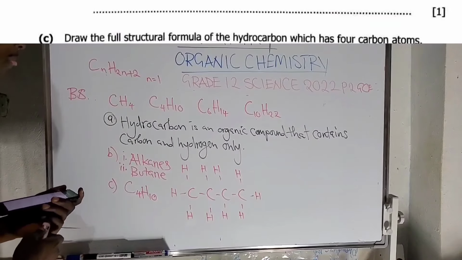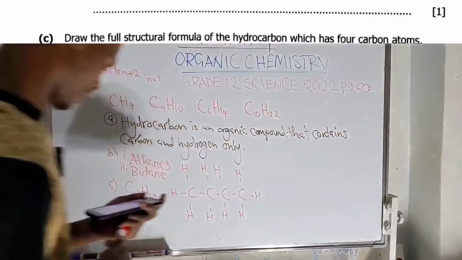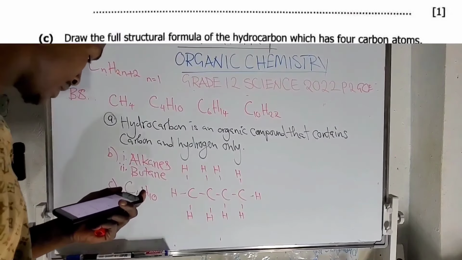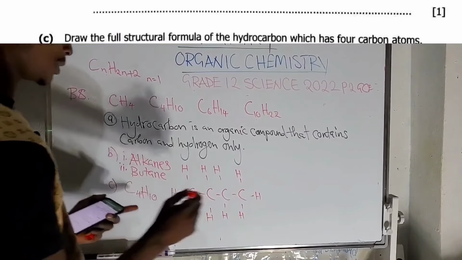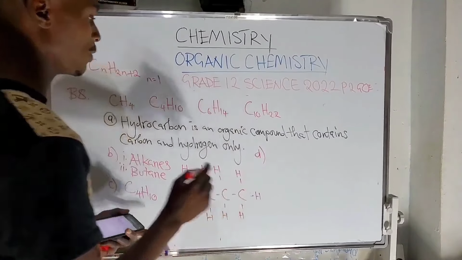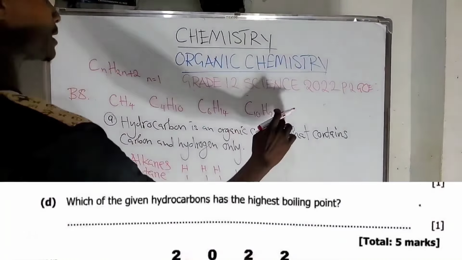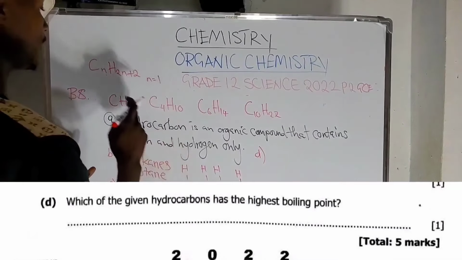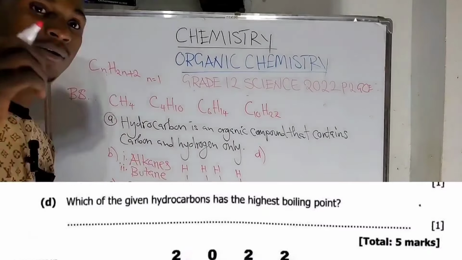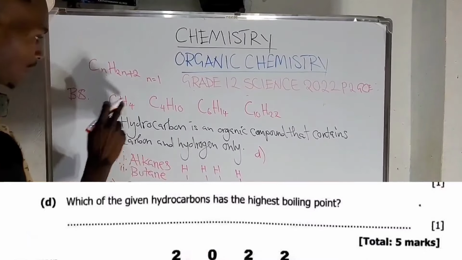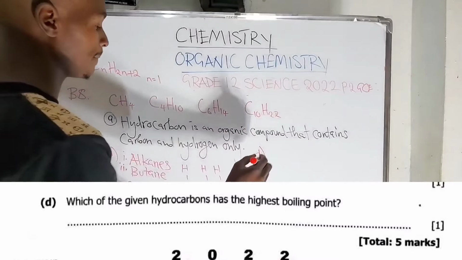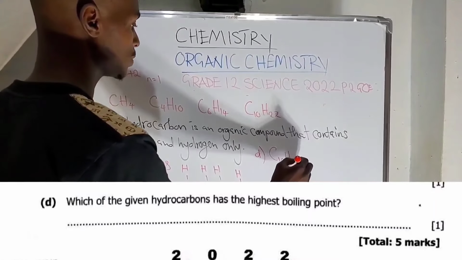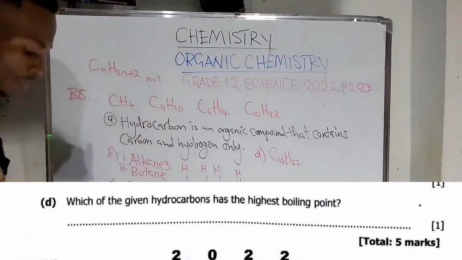There is another question which I think can fit here. Which of the given hydrocarbons has the highest boiling point? Which of these has the highest boiling point? The answer is the one with the highest number of carbon atoms. This one has 1, this one has 4, this one has 6, this one has 10. So it is C10H22, which is decane.